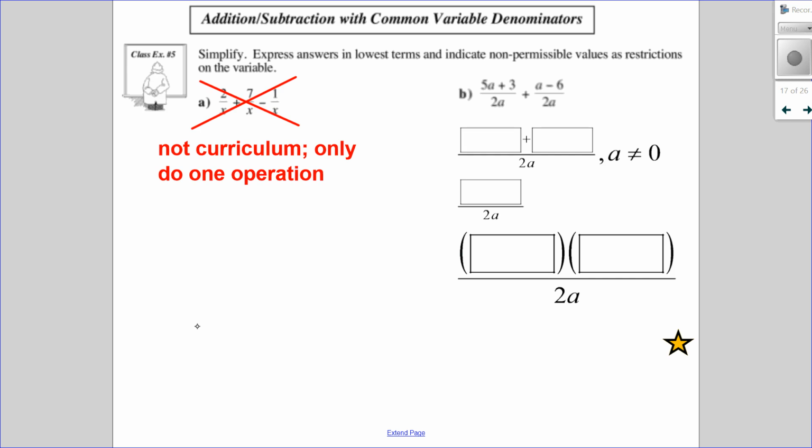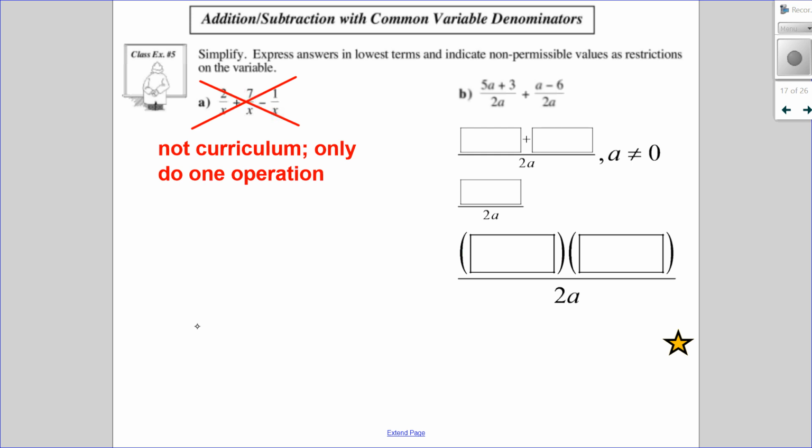Okay, number 5a, we're going to omit that because in the curriculum, you're only going to do one operation at a time. So now we're going to take what we've been doing, we're going to add some variables into the denominator. So the only thing that makes this a little bit more different is that you have a restriction. So I have a restriction of 2a can't be 0. 2a is a monomial, and monomials always have restriction that variable can't be 0.